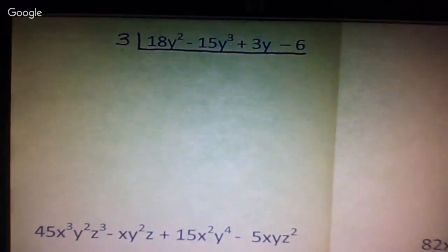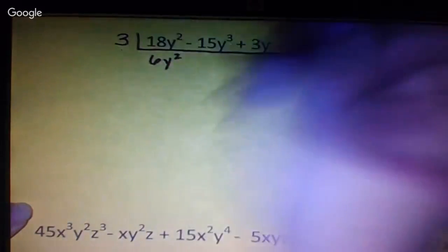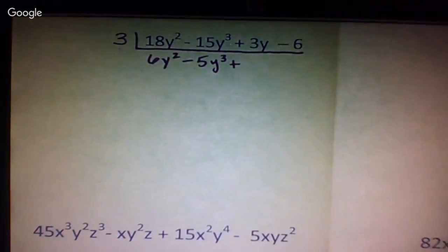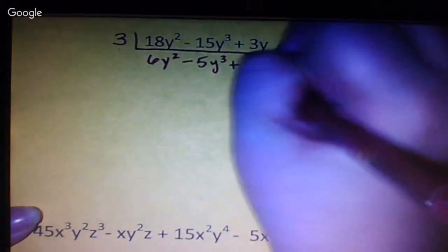3. Okay, so the 3 goes on the outside. You're now going to divide each one of these numbers by 3. So, Mo, what's 18 divided by 3? 6. Okay, you keep your y squared. Minus, Elijah, what's 15 divided by 3? 5. Y cubed plus, let's see. Kate, what's 3 divided by 3? 1. Y. Okay, you don't have to write the 1. So this is just y.